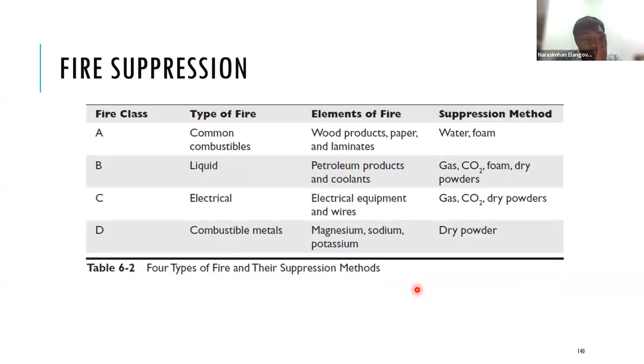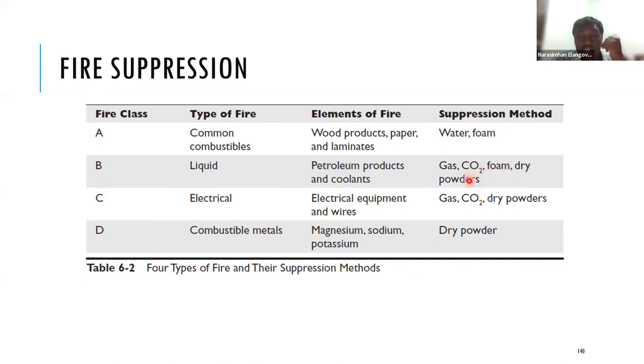Another question, fire suppression. Fire suppression is based on the types of fire, A, B, C, D. A is caused by wood, paper. B is based on liquid, petrol. C is electrical. And D is because of combustible materials, chemicals, etc. So for B, which is liquid oriented, you must use foam. Other methods are also possible.